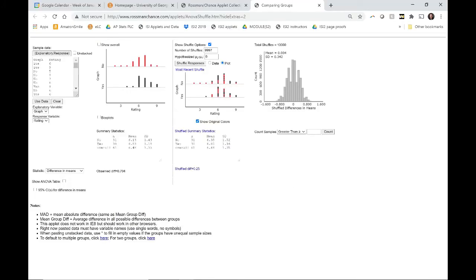To figure that out, I'm going to find my sample difference in means on this graph. So I'm going to type it in here where it says count samples. 0.704 was the difference in means. And I can count and see how often that value occurs. So it looks like, let's see, 236 out of 10,000 times. So it occurs a little over 2% of the time.